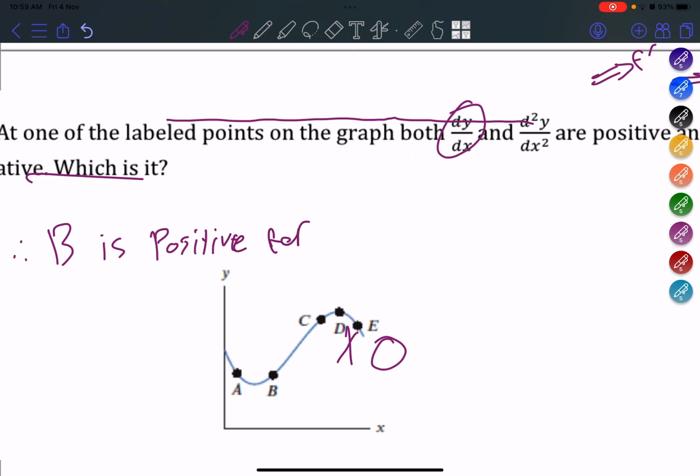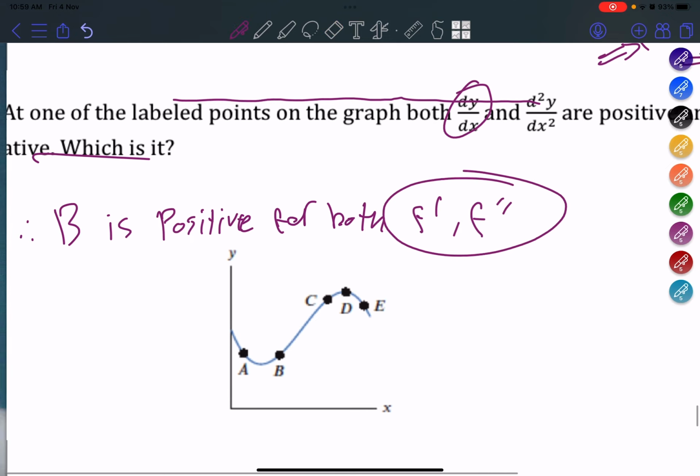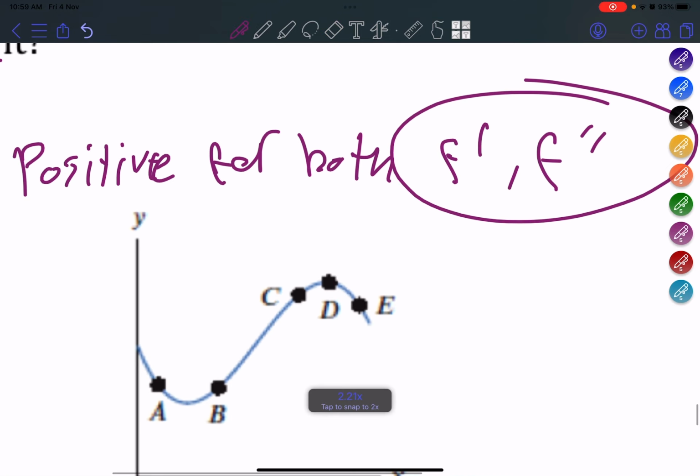Therefore B is positive for both the single derivative and double derivative. And then if we go to C, we see that the single derivative is increasing, but the double derivative is concaving down, it's negative, so C is out.